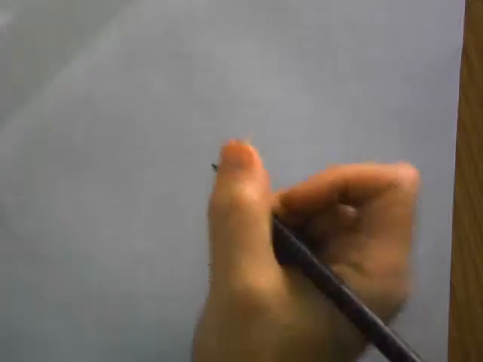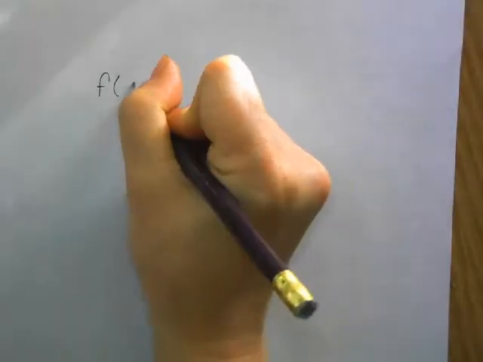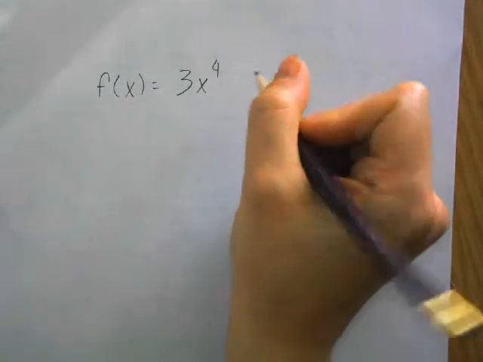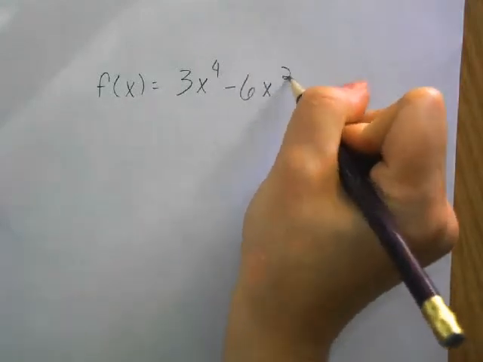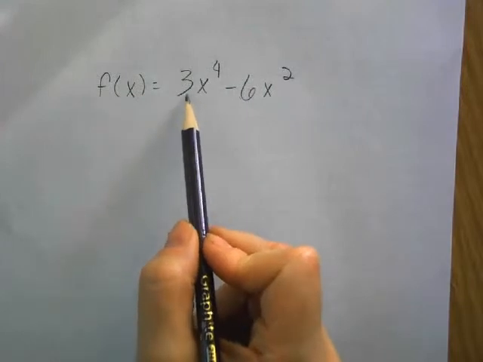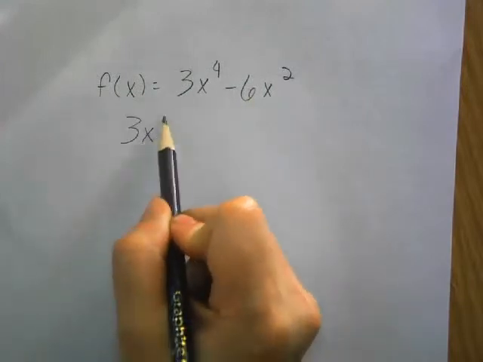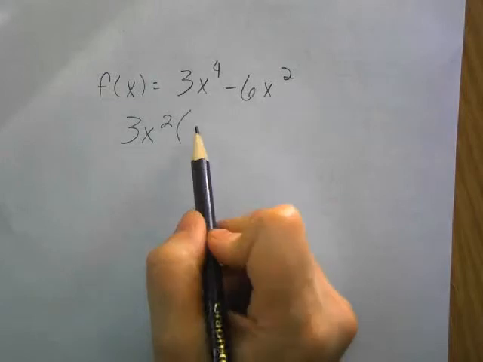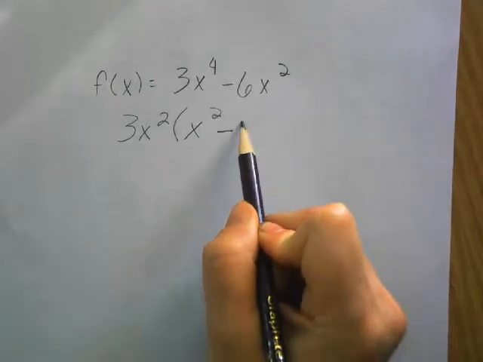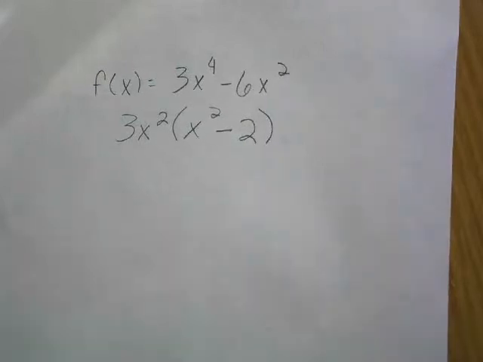Alright, question number 8 is asking us to find all the zeros for the function, 8a anyway, all the zeros for the function 3x to the 4th power minus 6x squared. I'm just going to do this algebraically because I know that if I factor out 3x squared, it's going to make it easy to find the zeros. That just leaves an x squared here, and then minus 2 on the inside.